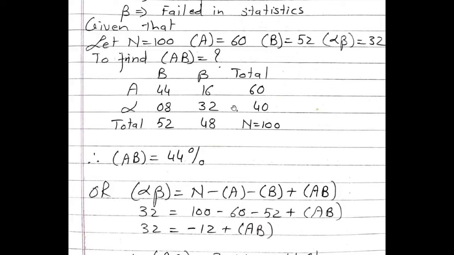This is a 3 by 3 table actually. N is equal to 100. Frequency of A is 60. Frequency of B is 52. And frequency of alpha beta is 32. So four frequencies are given directly. We will find the remaining frequencies: 100 minus 60 will be 40. 100 minus 52 will be 48. 48 minus 32 will be 16. And 60 minus 16 will be 44. Therefore, the percentage of people who pass in both the subjects is 44.